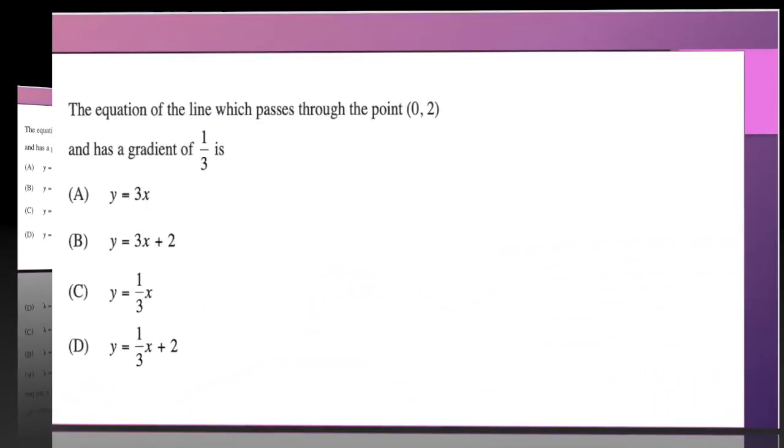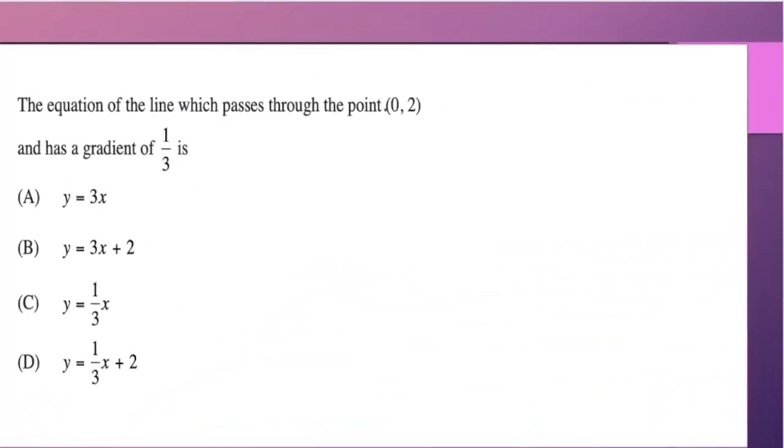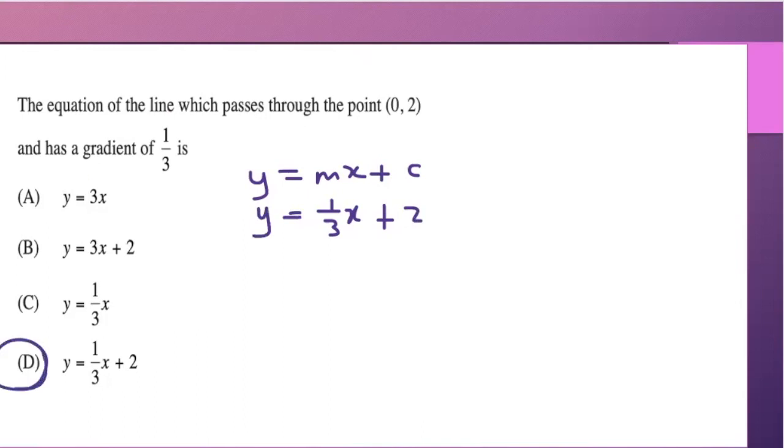The equation of the line which passes through the point (0, 2), so this is the y-intercept, and has a gradient of 1/3 is, first of all, we know the equation of a line is y equals mx plus c, and my gradient is 1/3, so I have 1/3 x, and my y-intercept is 2. So having this information, I can say my answer is D.